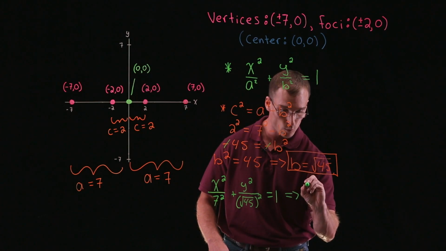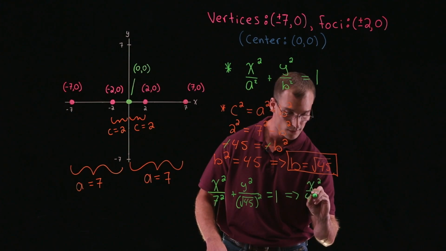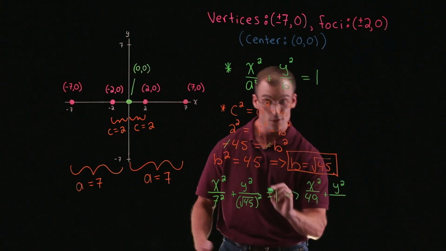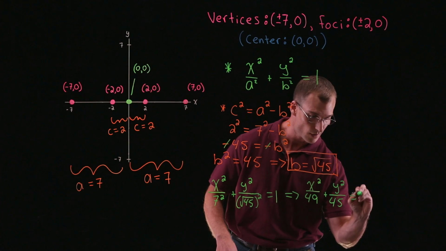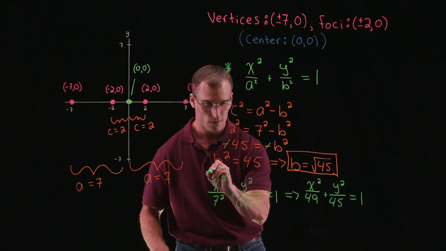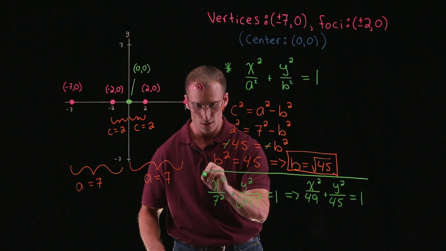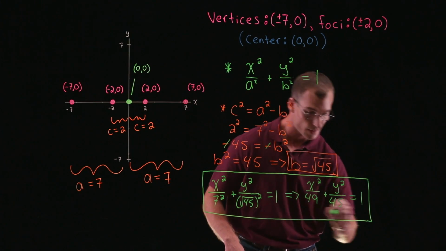So we'll put it in both forms. We have this form, or we'll write it as x squared over 7 squared, which is 49, plus y squared over the square root of 45 squared, which is 45, and that's equal to 1. So there we have the standard form of the equation of our ellipse with our given characteristics.